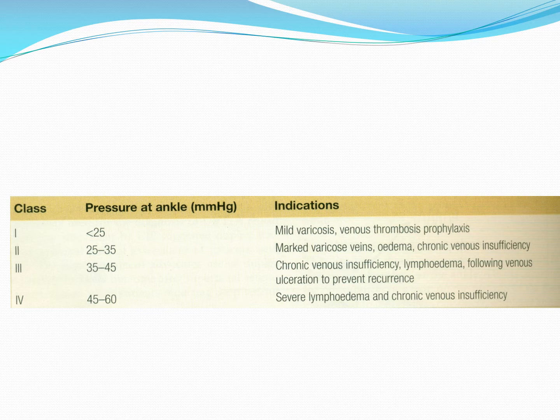There are several classes of graduated pressure stockings. Class 1, 2, 3 and 4 exert different kinds of pressures, and their indications also differ slightly. In class 1 it is less than 25 millimeters of mercury, class 2 between 25 to 35, class 3 35 to 45, class 4 45 to 60. In the previous slide we noted that you need about 50 millimeters of mercury, but with grade 4 pressure stockings the compliance is much poorer. Most of the patients tolerate class 2 compression stockings, and that is what we practically use on most patients.